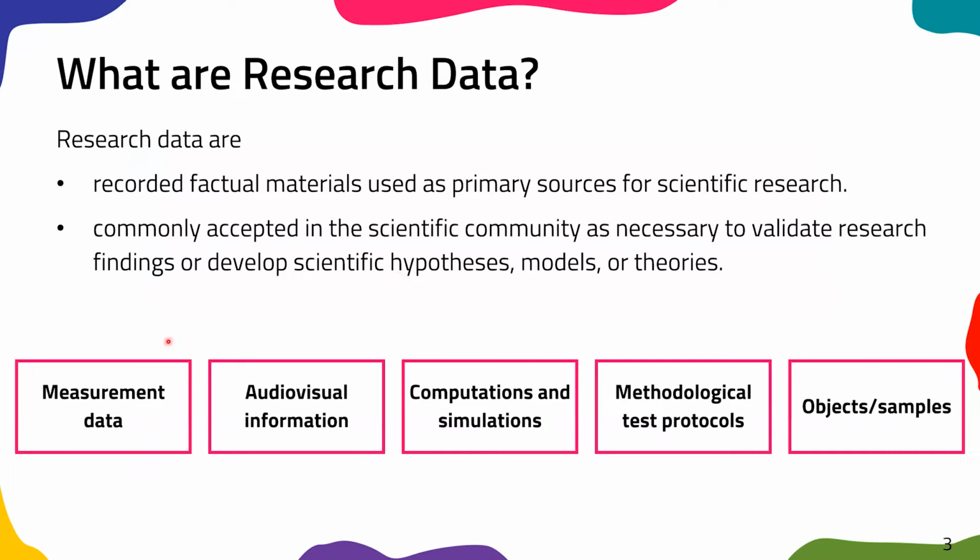There are different examples. For instance, the instrument outputs, what we get in the lab, are research data. Also the SEM images or, in general, microscope images are kind of audiovisual information or research data. Codes that scientists develop to do computations or simulations are research data. If you follow certain procedures to, for instance, test a sample or produce a certain nanomaterial, those procedures are also considered research data. And based on this definition, finally, the samples themselves are also research data.